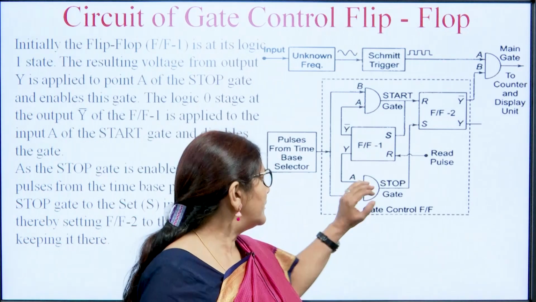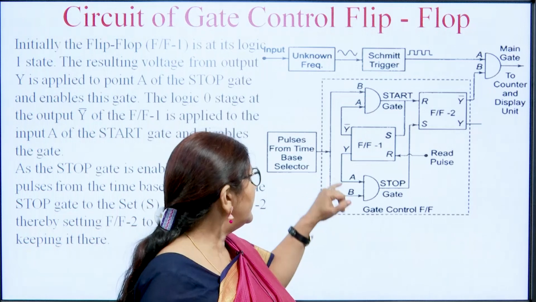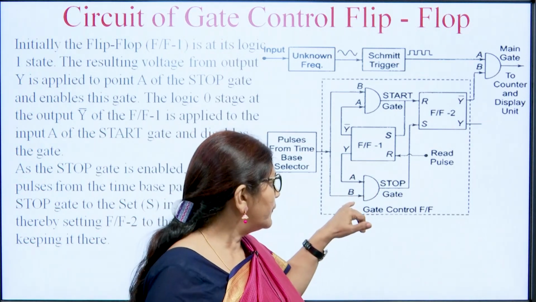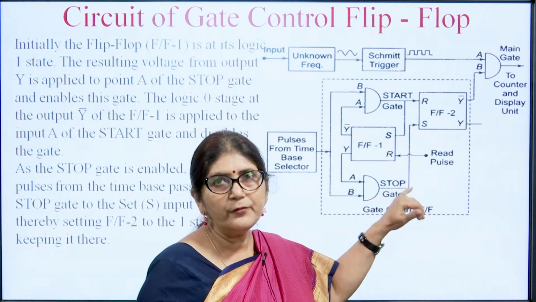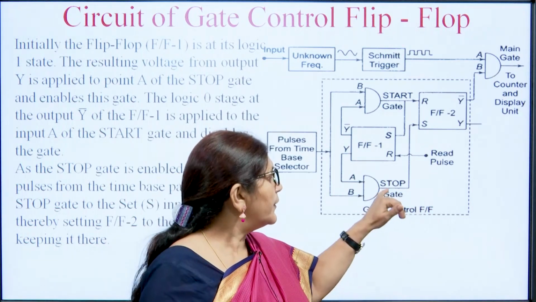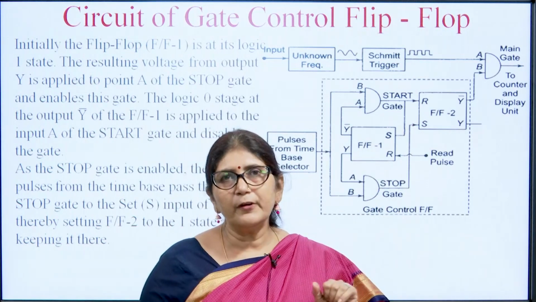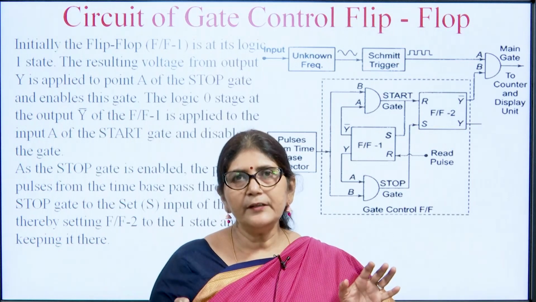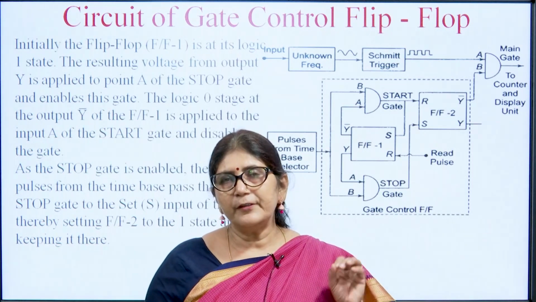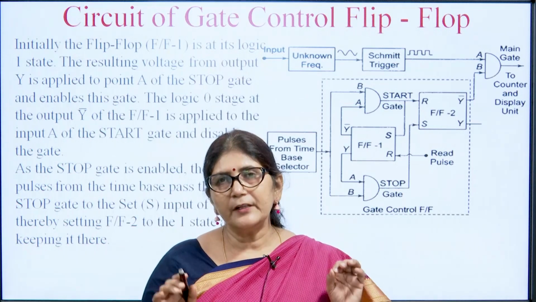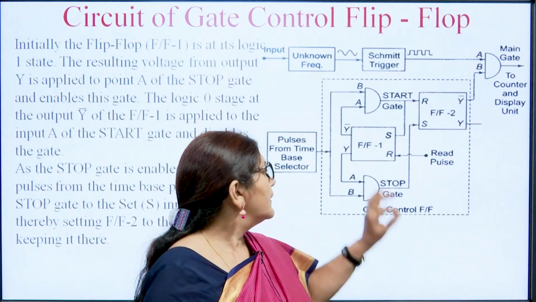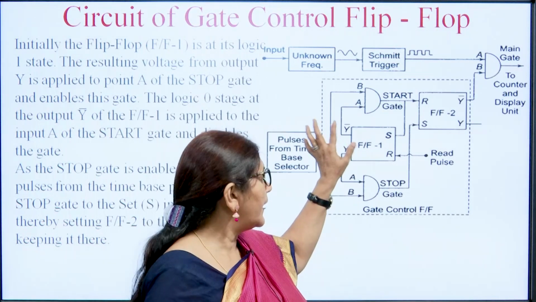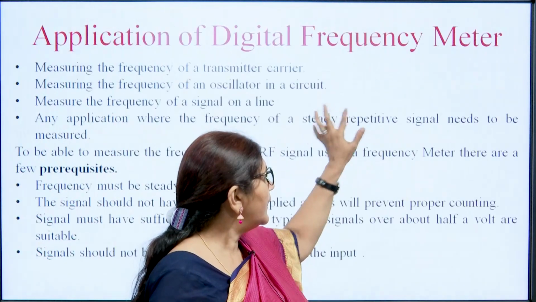It is enabled because the time pulse is there, so the B input is already high and the A input is high. Both inputs are high, so the stop gate will produce a high output, and it will set flip flop FF2. The stop gate enables the gate, and the logic 0 state of the Y bar of flip flop 1 will produce Y bar high.